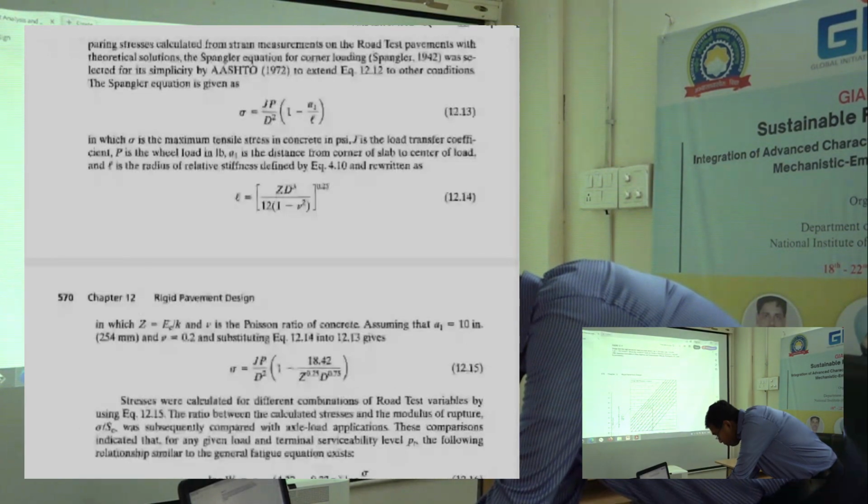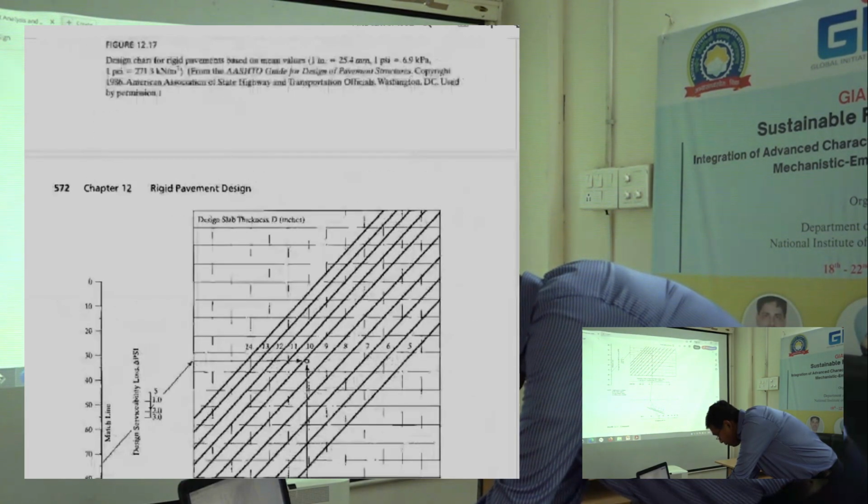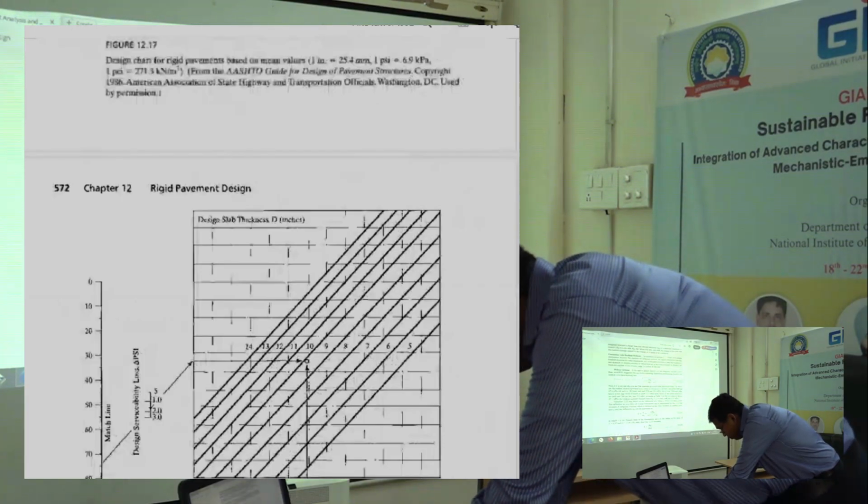All right, keep going. We've got the nomograph. This is the second one. That's the next one. I need to be focused. All right, this is what we got. Last one.